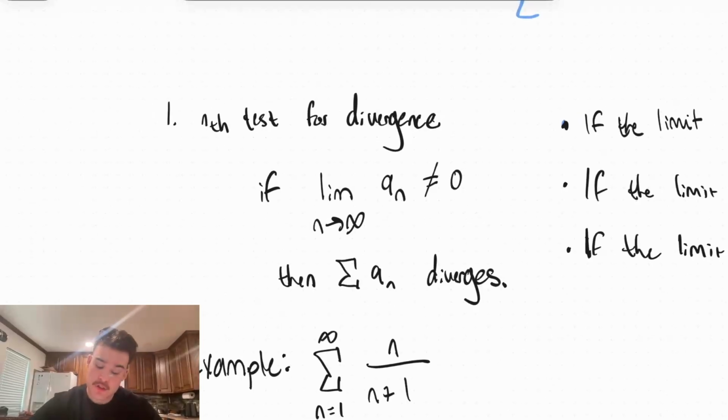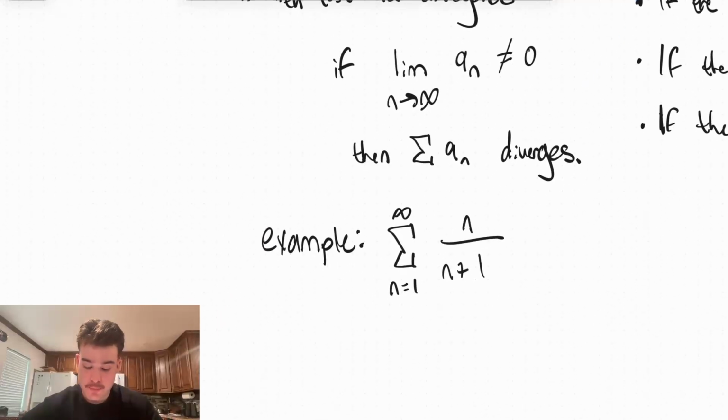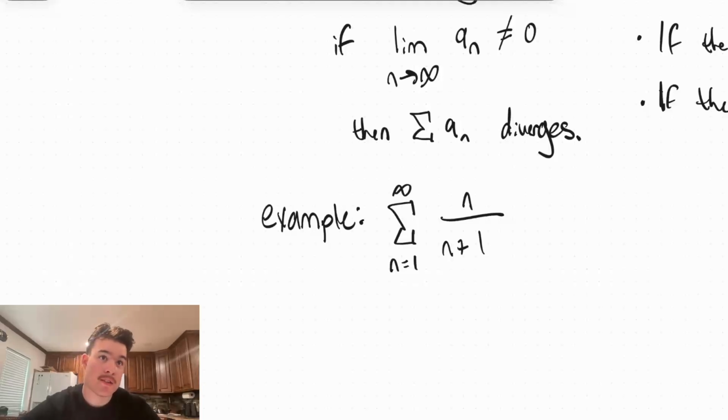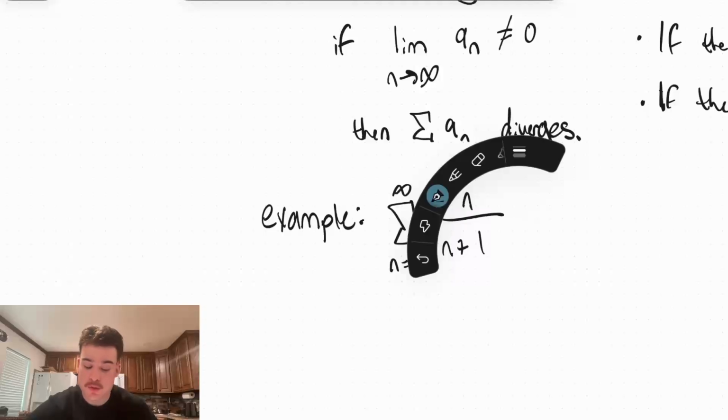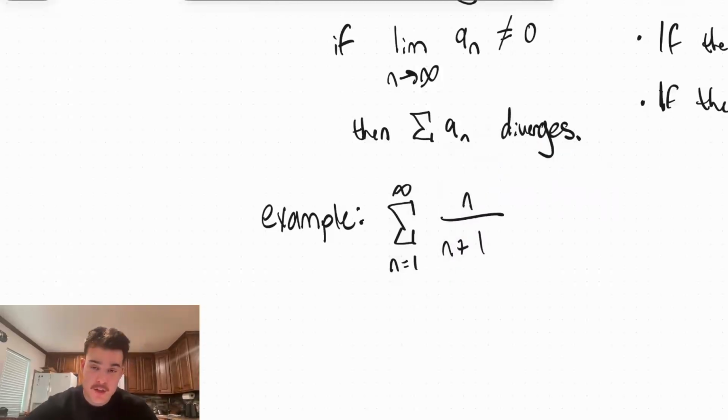So the nth test for divergence, you want to take the limit of a sub n, and if that limit does not equal 0, you know that the series, or the summation, I should say, of a sub n will always diverge. I feel like this is pretty intuitive because, for example, if you're just adding 1 plus 1 plus 1 plus 1 on forever and ever, you're going to know that that's obviously not going to converge to a single number. That summation is going to equal infinity.